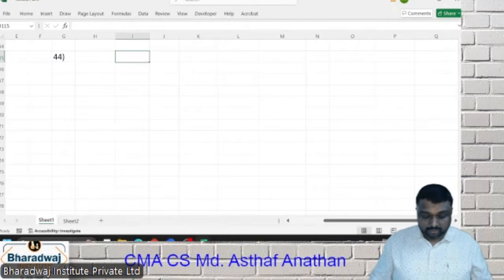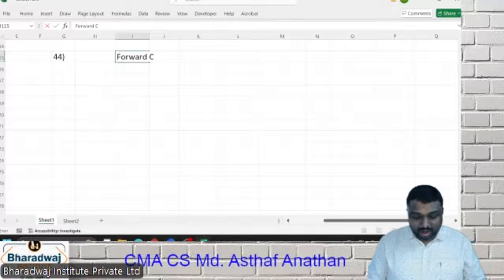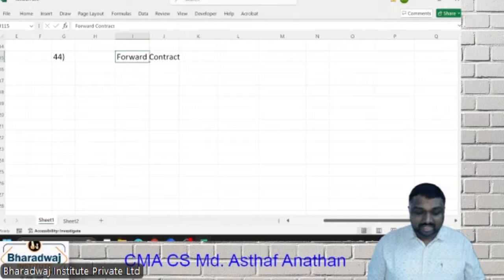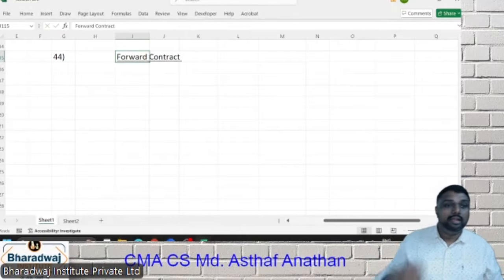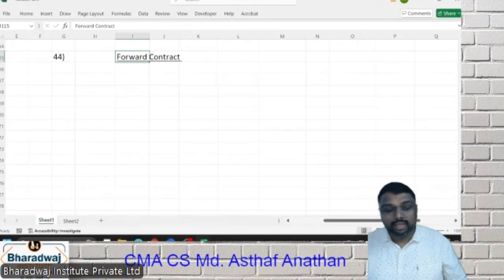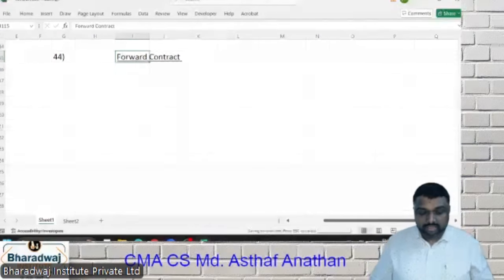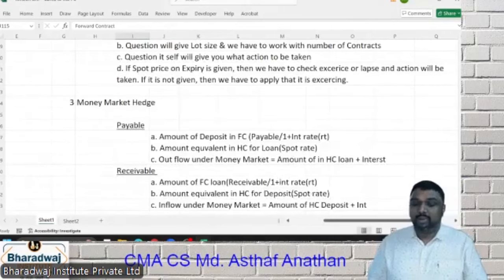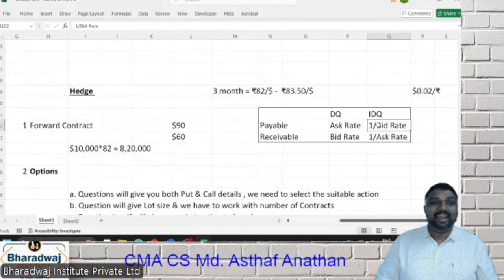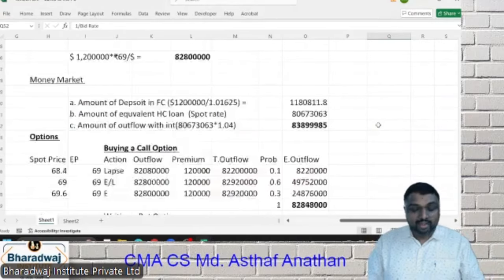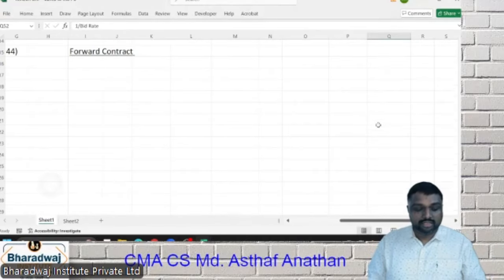Which is the first one? Forward. See, forward contract and all. It's a one line point. We discussed the shortcut method. Payable. Can you just check the table and tell me payable? What is the shortcut we have discussed? See, one simple point. We can go proper also. Payable direct quote now ask rate, indirect quote now 1 by bid rate. So we'll see what kind of case it is applicable here.